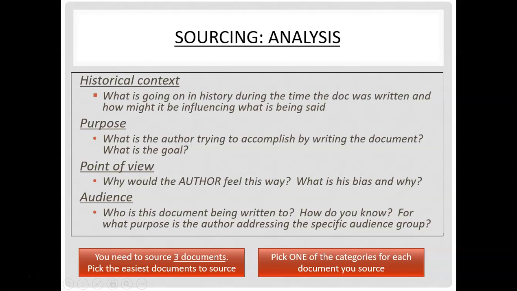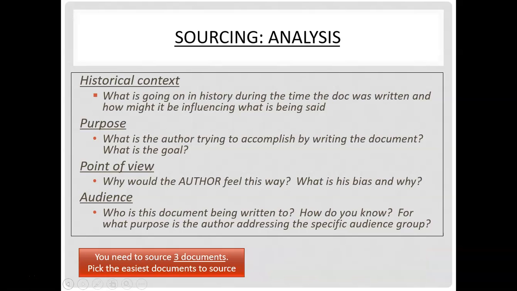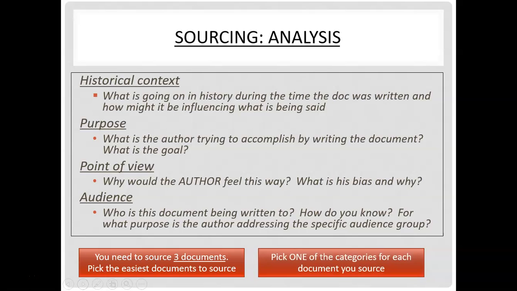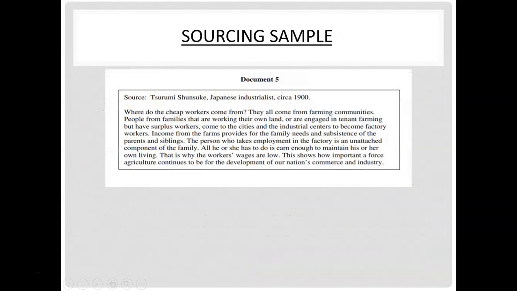So let's say I take document 7, I'll source it for historical context. Document 2, I'll source for POV. And document 6, I'll source for purpose. Okay? All right. So now what we've done is we have read the prompt, we have sourced the documents, and let's take a look at what that sourcing looks like.